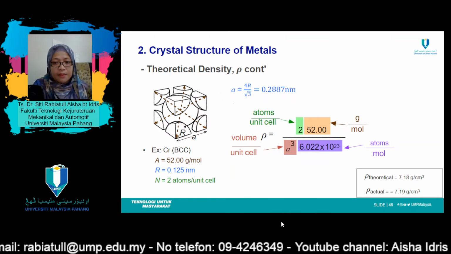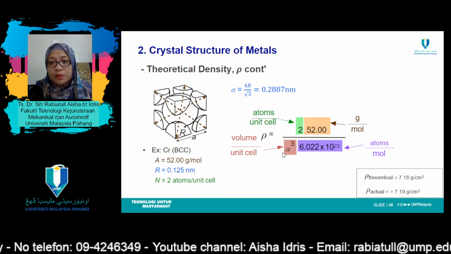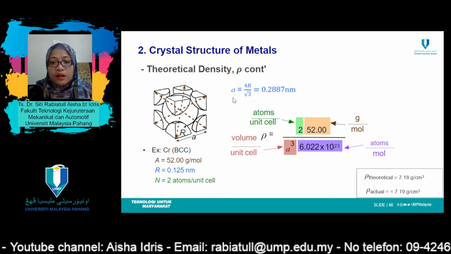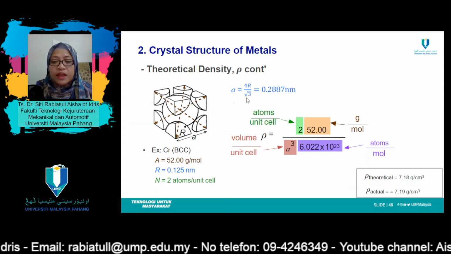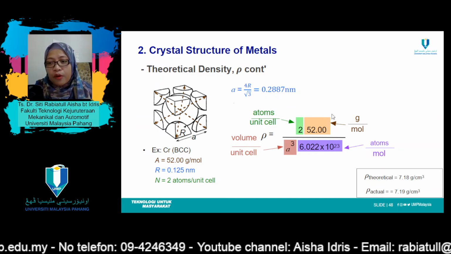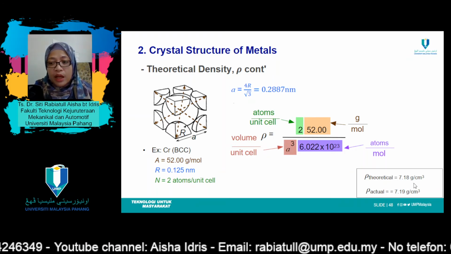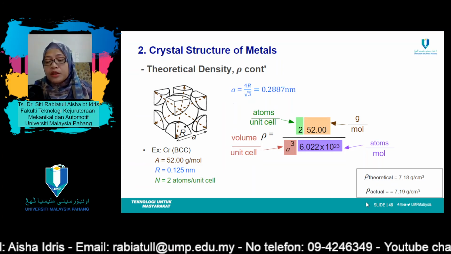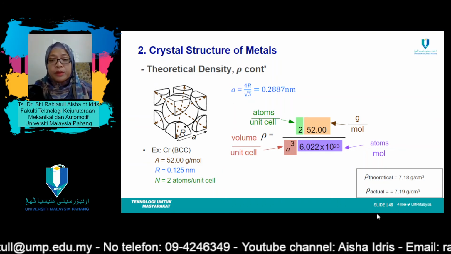Okay, let's see the example in BCC over here. By using the formula mentioned just now, I think you can just straight away key in the information. And for the atomic radius in this crystal structure, you already learned how to find the relation between a and R. So from there, you can just rearrange it a little bit, and you should be able to get this value. And finally, by using the formula, you should be able to get the value of theoretical density, which equals 7.18 gram per centimeter cube. Meanwhile, the actual density equals 7.19 gram per centimeter cube, or it can be 7.2 gram per centimeter cube.